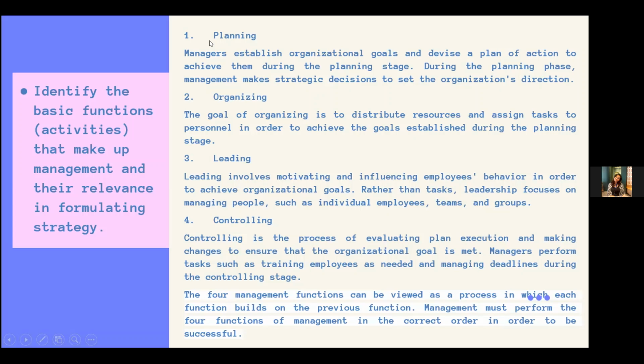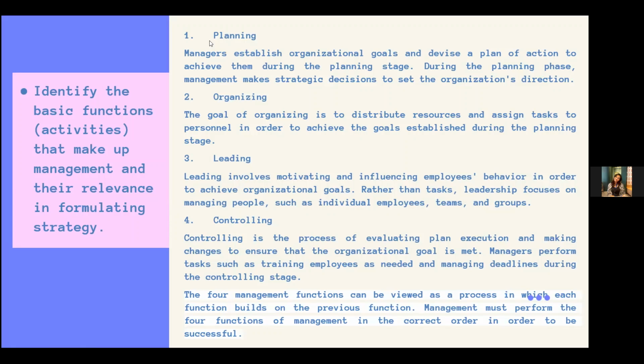Yes, so the next one is to identify the basic functions or activities that make up management and their relevance in formulating strategy. The first one is planning. Managers establish organizational goals and devise a plan of action to achieve them during the planning stage. And the second one is organizing.